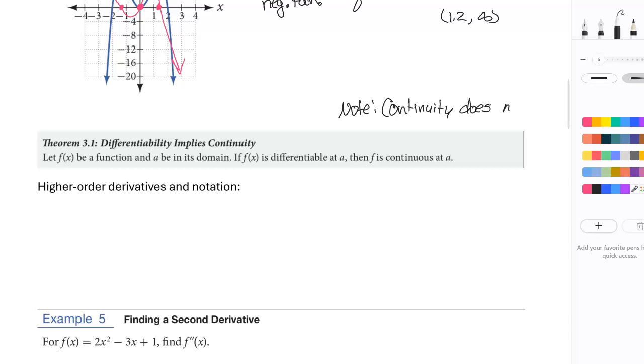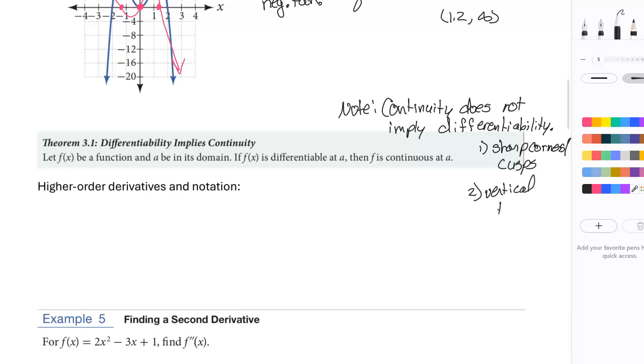does not imply differentiability. There are places where we have a continuous function where the derivative would not be defined. And those places would be things like sharp corners or cusps. And then any place we would have a vertical tangent.